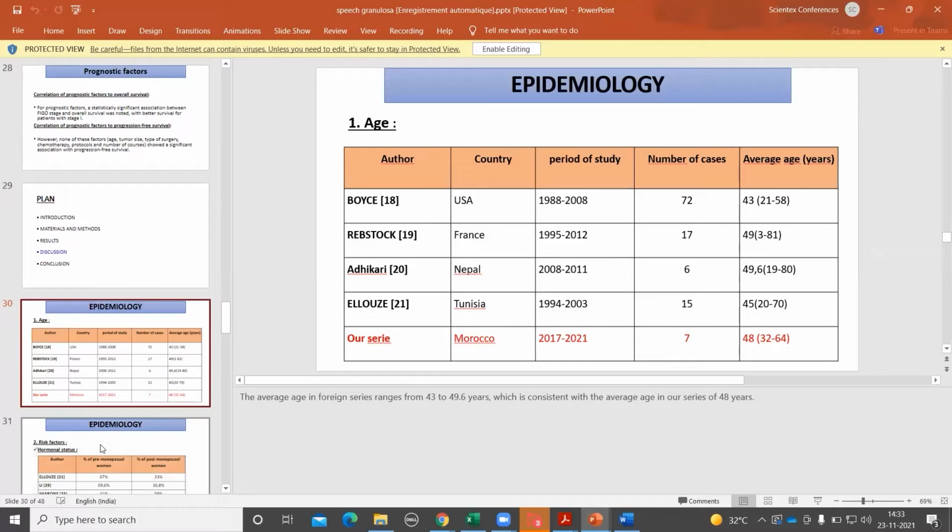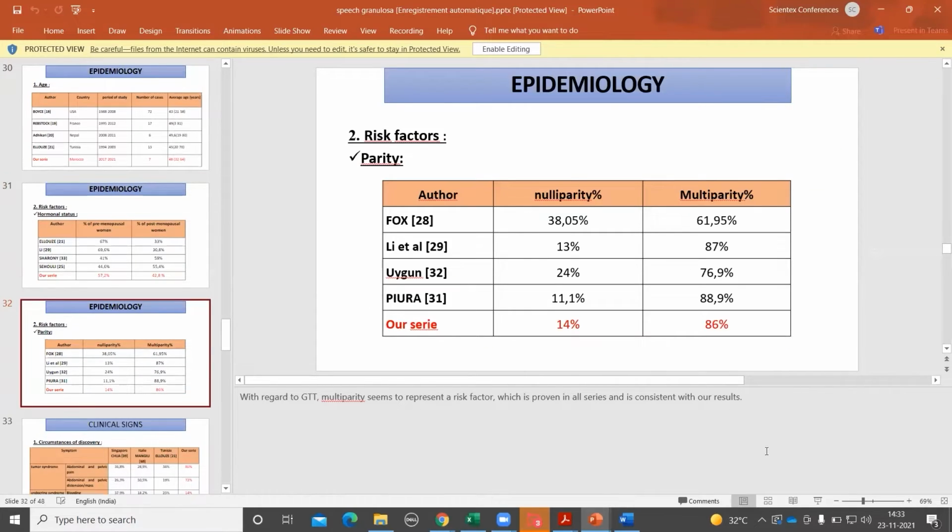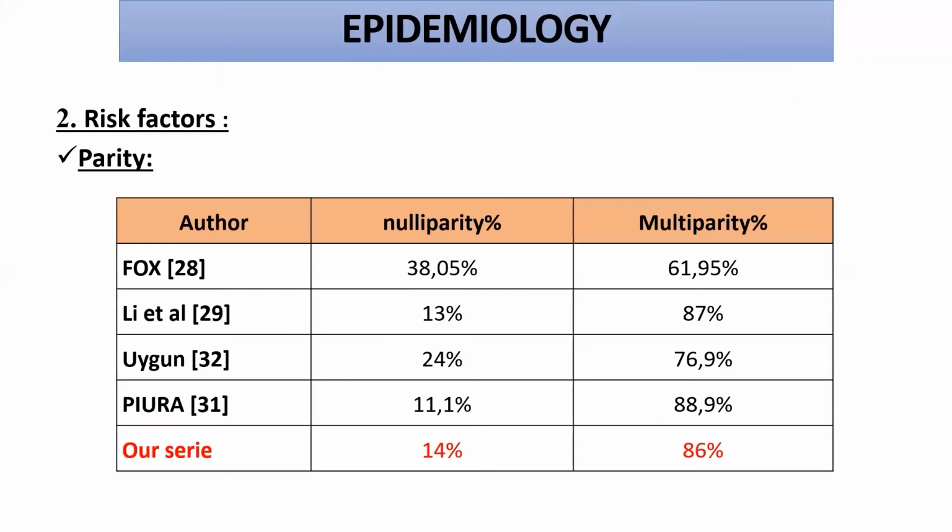Let's pass to the discussion. Concerning the frequency, borderline tumors of the ovary represent about 15 to 20% of all epithelial ovarian tumors with an incidence of 1.8 to 4.8 per 100,000 women per year. An increase in the incidence of BOTs of the ovary has been observed over the past decade worldwide, with a slight decrease in the incidence of ovarian cancer.